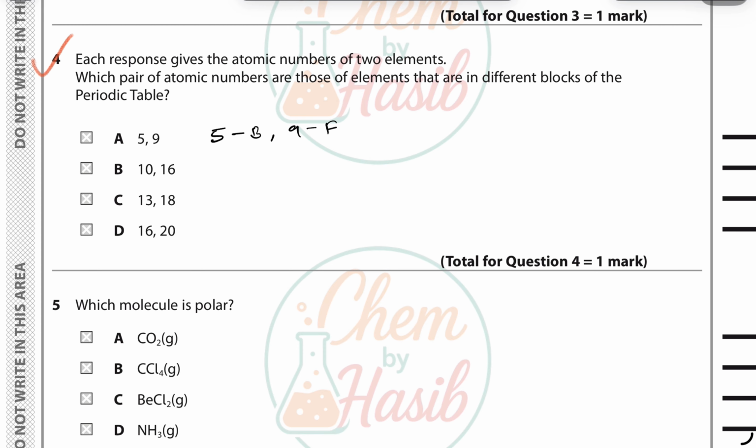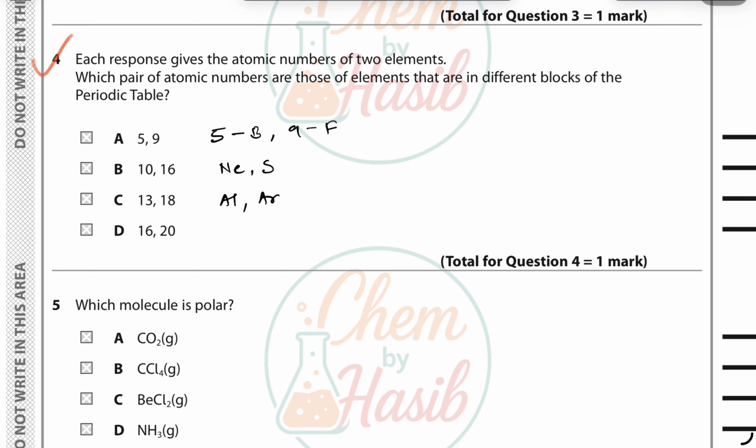Now the atomic number 10 is neon and 16 is sulfur. Now both of them are also in P block, right? Now if you look at atomic number 13, that is aluminium, and atomic number 18 is argon. Both are in the P block of the periodic table.